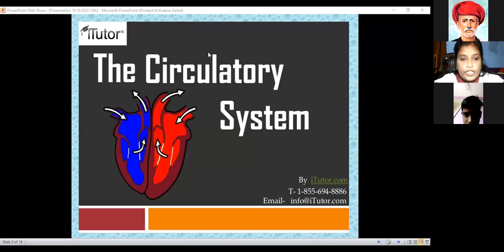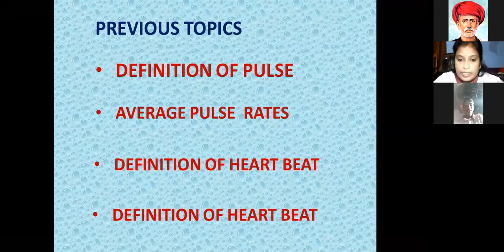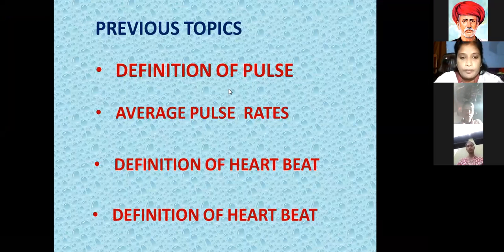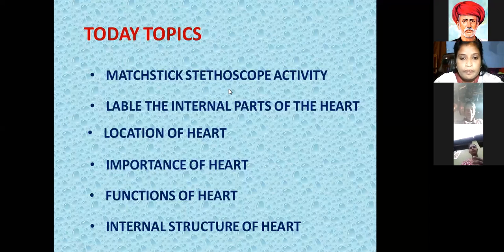Next topic, the circulatory system. Pulse rates, average pulse rate, definition of heartbeats, that means average heartbeats. Today I'm going to teach the following topics: the matchstick stethoscope activity, labelling the internal parts of the heart, location of the heart, importance of the heart, functions of the heart, and internal structure of the heart. These topics will be discussed today.